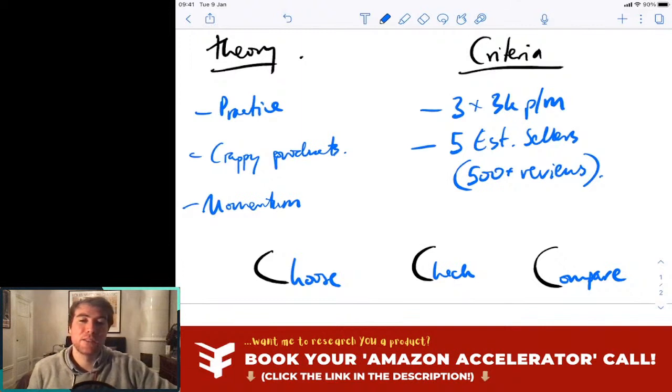Choose, check, compare. This is how we find products. In fact, I don't know, can you guys see my iPad? Yeah, I think you can. Yeah, choose, check, compare. This is how we find products.